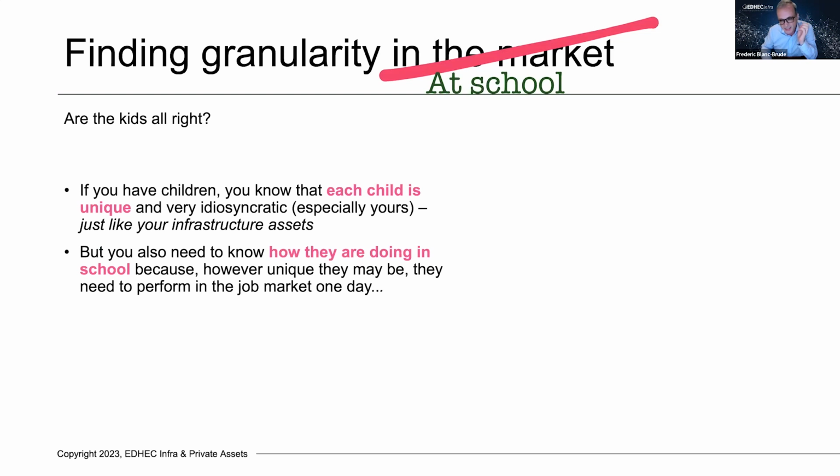But you also know that knowing how they're doing in school relative to the other children is very important, because however unique they may be, one day they'll be competing in the job market against all these other people. And so you need to know now today, because maybe they need to work hard or they need to change school or whatever, how they're doing. It's really important. So their performance is of interest relative to others, despite the fact that fundamentally they're very unique. And so what drives their performance might not be easy to compare with other kids.